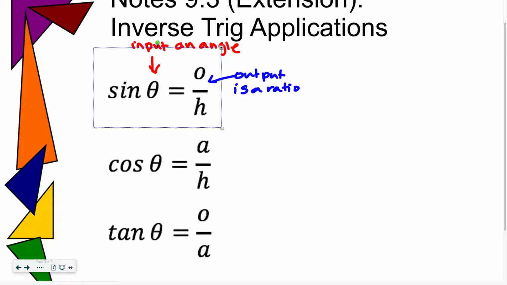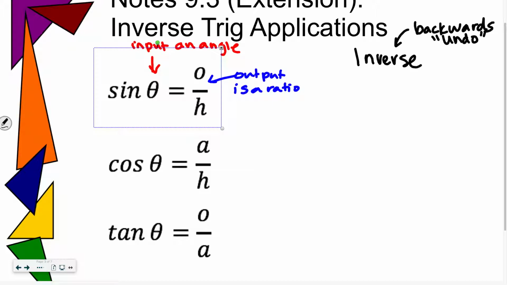What happens with an inverse trig ratio is you work backwards. You can also think about inverses as undoing things. Where we put in angles and got out ratios, now we're going to flip-flop that. We're going to put in the ratio. What if I know the ratio of sides? Then can I say what the angle is?